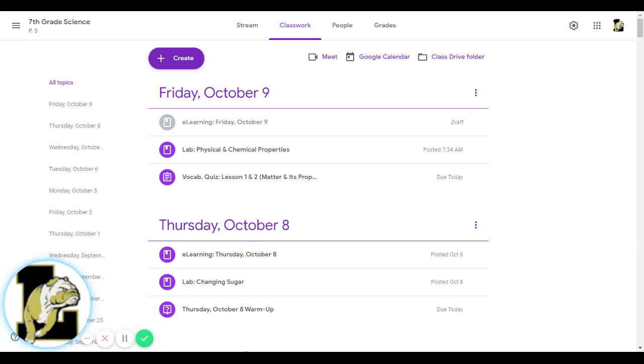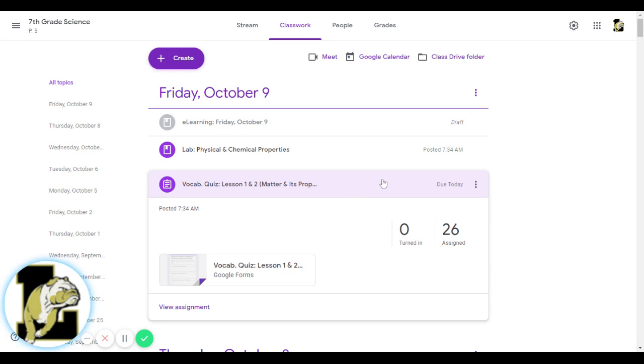Today for e-learning on Friday, October 9th, you are going to take your vocab quiz over lesson 1 and 2. Remember, there are 12 words. You're only going to use each one once. Good luck on that. You can prepare for that before you take it by looking at Quizlet or looking at your science notebook.